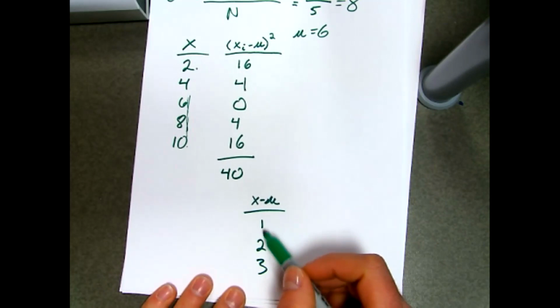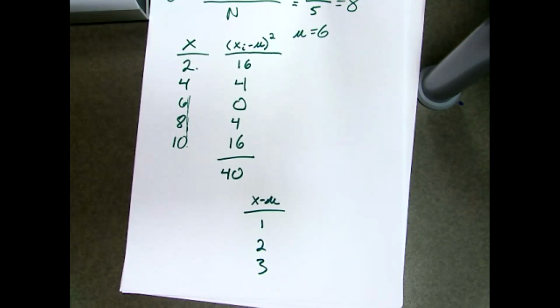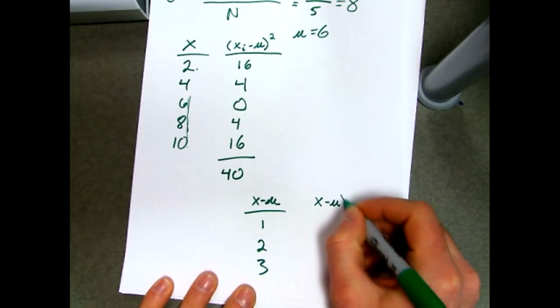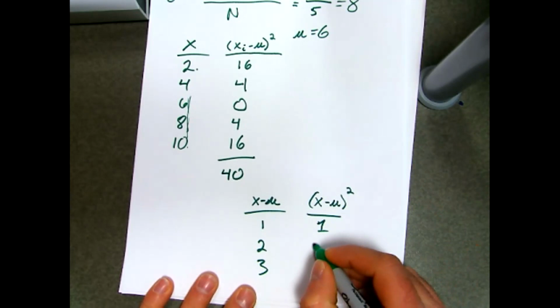If we were just adding into that numerator, maybe we just took the absolute value, so we dropped the negative sign, so it didn't matter which side we're on. Why do we instead square it? Well, notice when I square these deviations, 1 squared is 1, 2 squared is 4, 3 squared is 9, right?